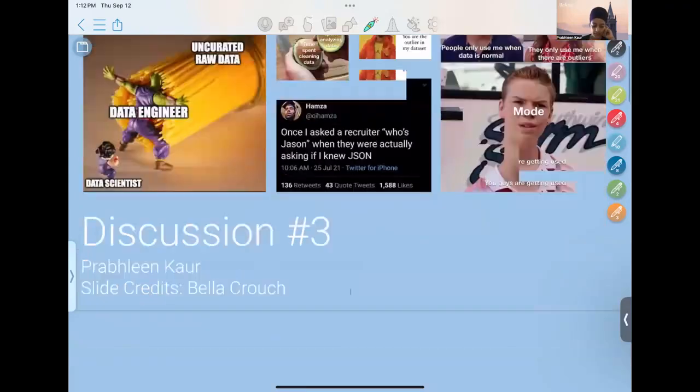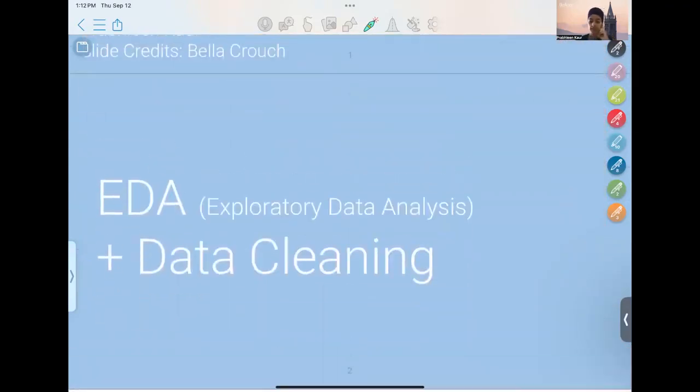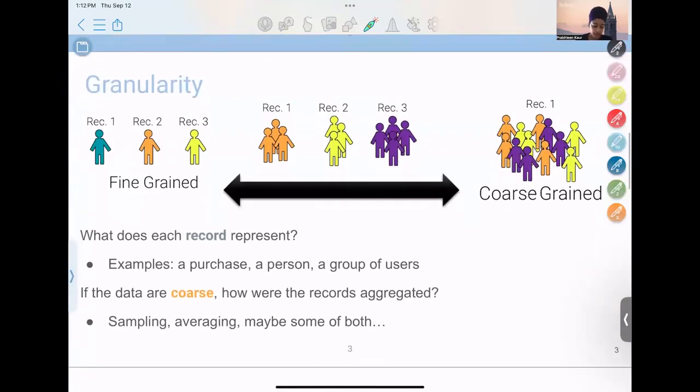So today we're going to be covering exploratory data analysis or EDA, data cleaning, and just some general concepts to think about when you're looking at new data. So we'll start off with a slide that's partially from lecture about granularity.